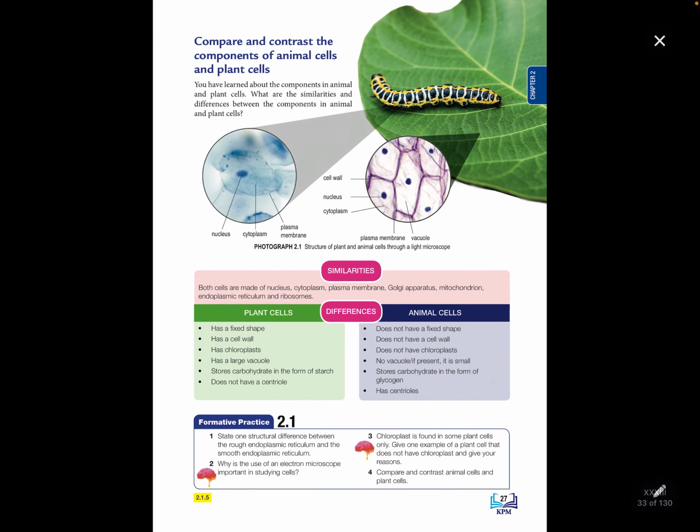So these are the similarities and differences. The similarities is that they both have nucleus, cytoplasm, plasma membrane, Golgi, mitochondria, endoplasmic reticulum, and ribosomes. The differences are plant cells are fixed, while animal cells are not. And this is because they don't have a cell wall. Animal cells don't have a cell wall. Next, plant cells have chloroplasts, and they have a very large vacuole. And plant cells store carbohydrates in the form of starch, but animal cells store it in the form of glycogen. And animal cells have centrioles, but plant cells do not.